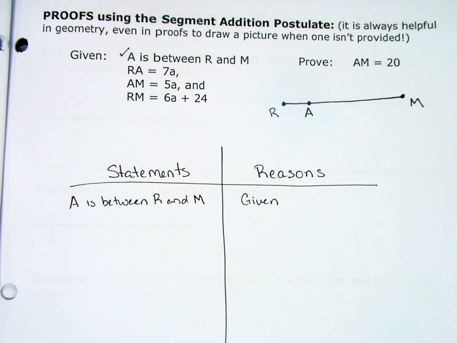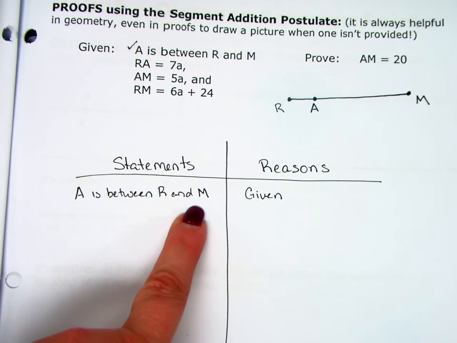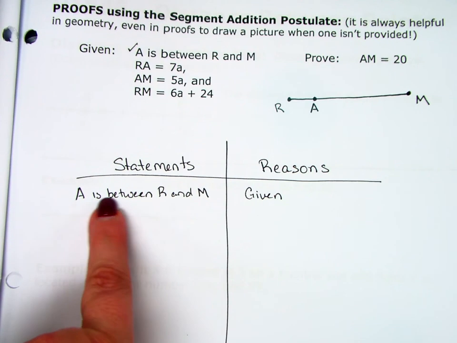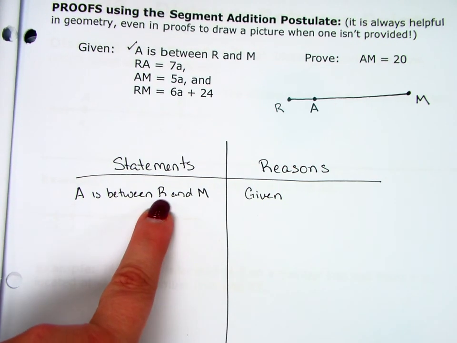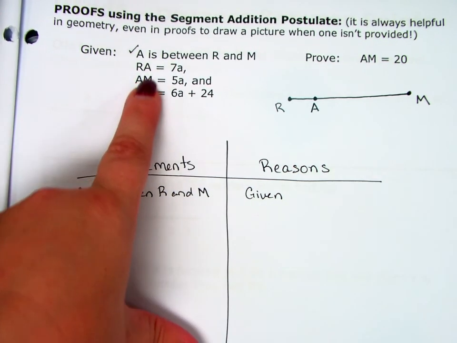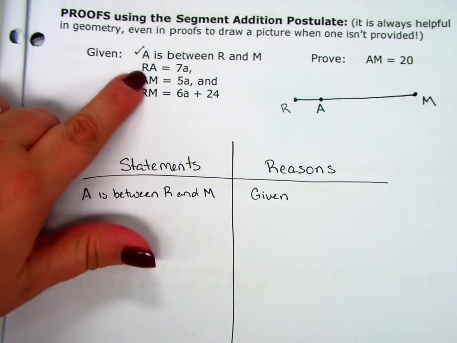Now, I have two options from here. I can either do something with this, because this is the first part of the segment addition postulate, which means now that I've got this, I could use the segment addition postulate, or I could write my other givens. It's up to you. Which would you prefer? Write the given. Let's write the givens.